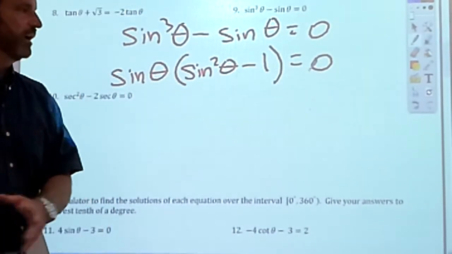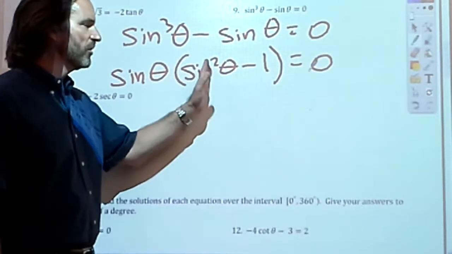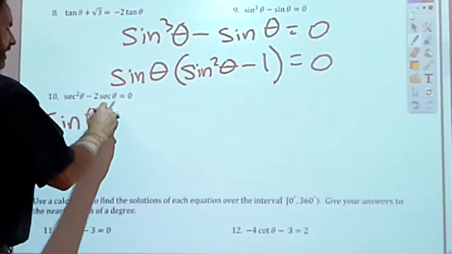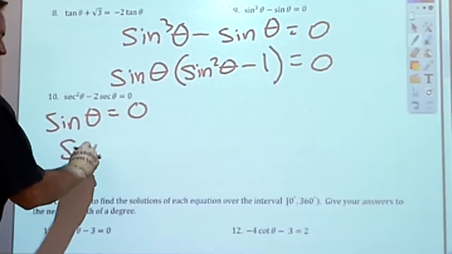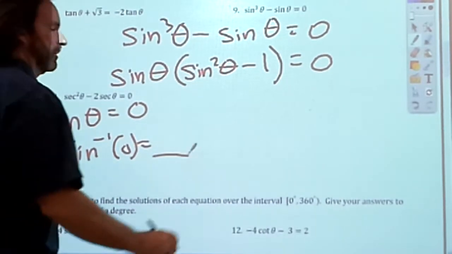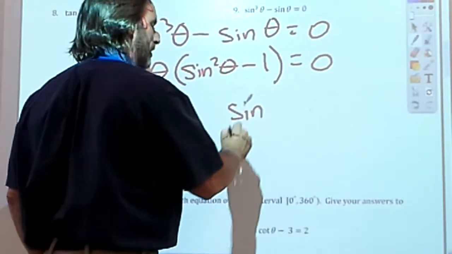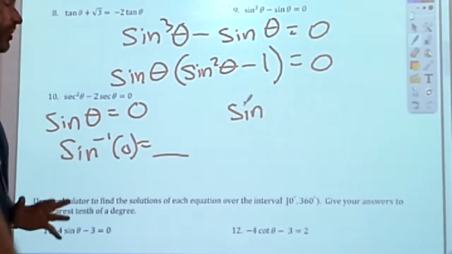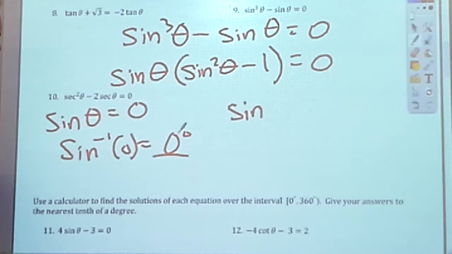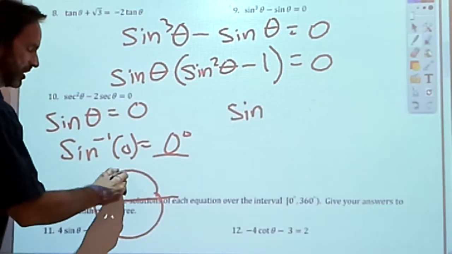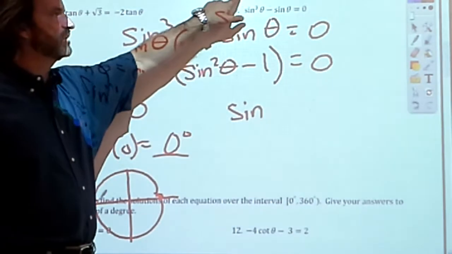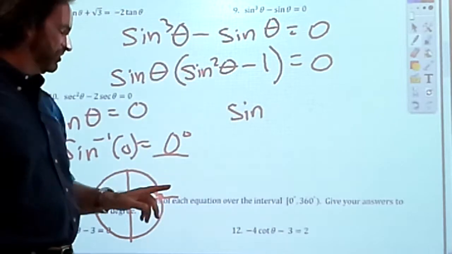Now this isn't simplifying. There's no identity here. We're solving. So either this equals 0 or this equals 0. If sine of theta equals 0, then sine inverse of 0 equals what? I'm showing you this one because you've got both things here. If you plug in inverse sine of 0, you get 0 degrees. But where else is sine 0? Where else is y 0? On that x-axis, here, 0 and 180. I'm not going to put 360 because I've got parentheses here, not brackets. So just 0 and 180.